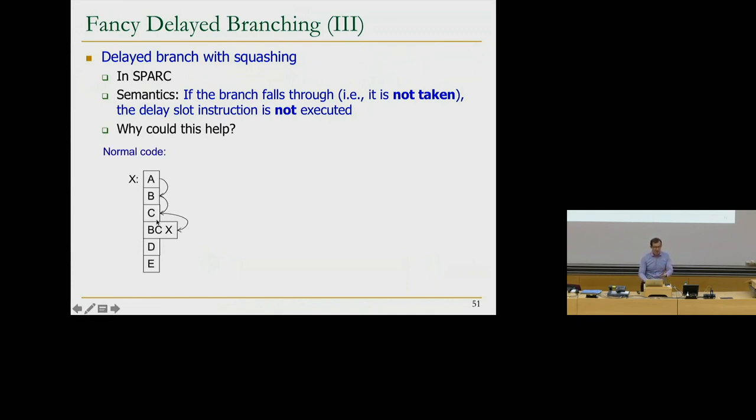We have ABC, branch conditional X. Now this is normal code. How do I fill the delay slot in this case? I cannot, right? Because assuming this is the only thing that you know, these are all dependent on each other and the branch is dependent on them. So you cannot move anything over here into the delay slot, clearly.